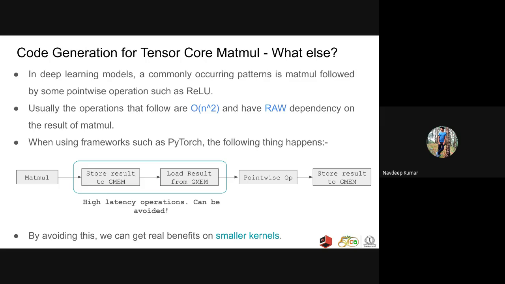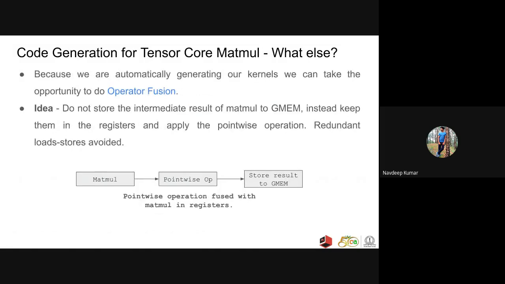So this global memory load and store is basically redundant, and it's a high latency operation, and it can be totally avoided. So the idea of operator fusion is to do the fusion while the result of the matrix multiplication is available in the register itself. So you avoid the store and load from global memory, do the operation that you have in the registers, and basically move on.